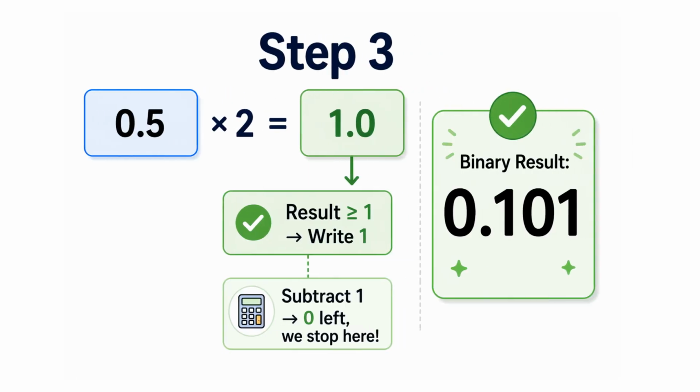Step 3. We multiply 0.5 by 2 and we get exactly 1. That's greater than or equal to 1, so we write a 1, subtract 1, and we're left with 0. And that means we're done. Our final binary is 0.101.